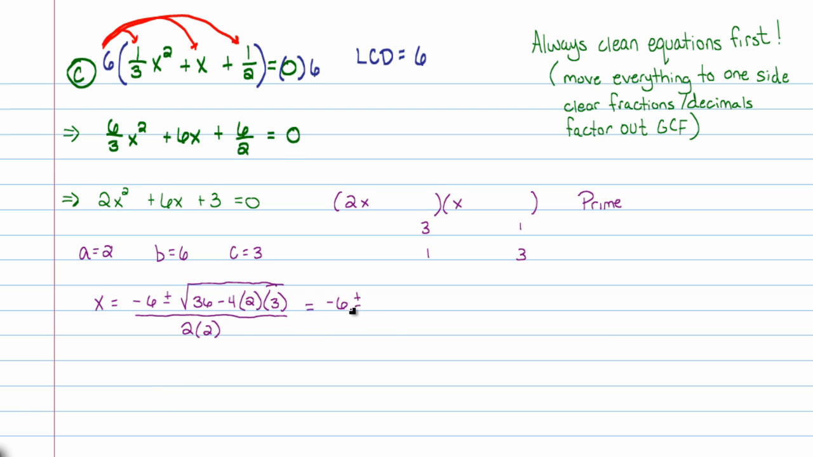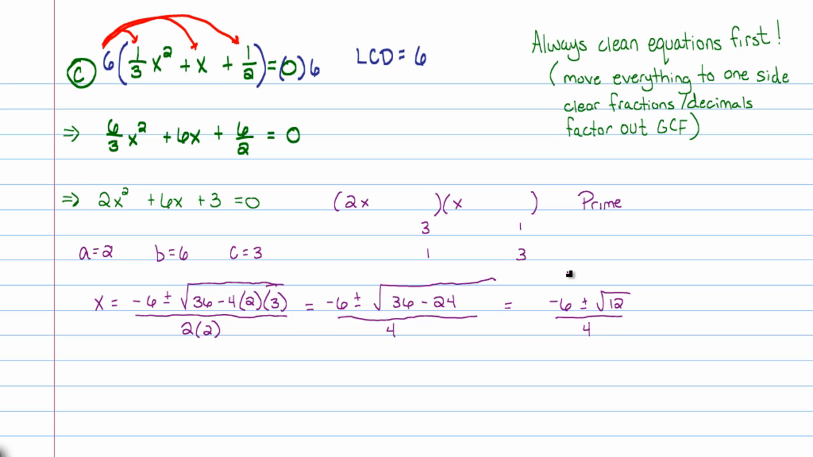That's negative 6 plus or minus the square root of 36. Let's see, that's 6 times 4, that's a negative 24, all over 4. This becomes a negative 6 plus or minus the square root of 12, all divided by 4.